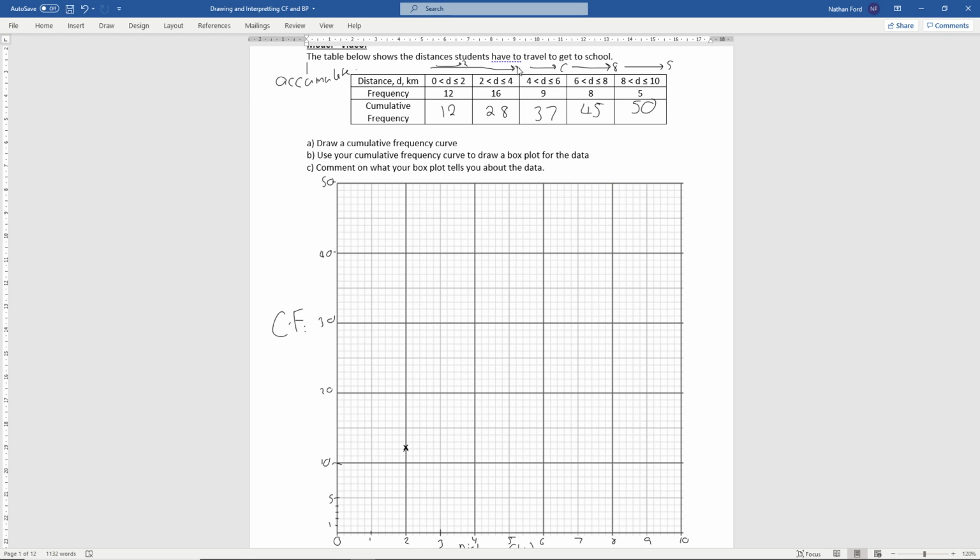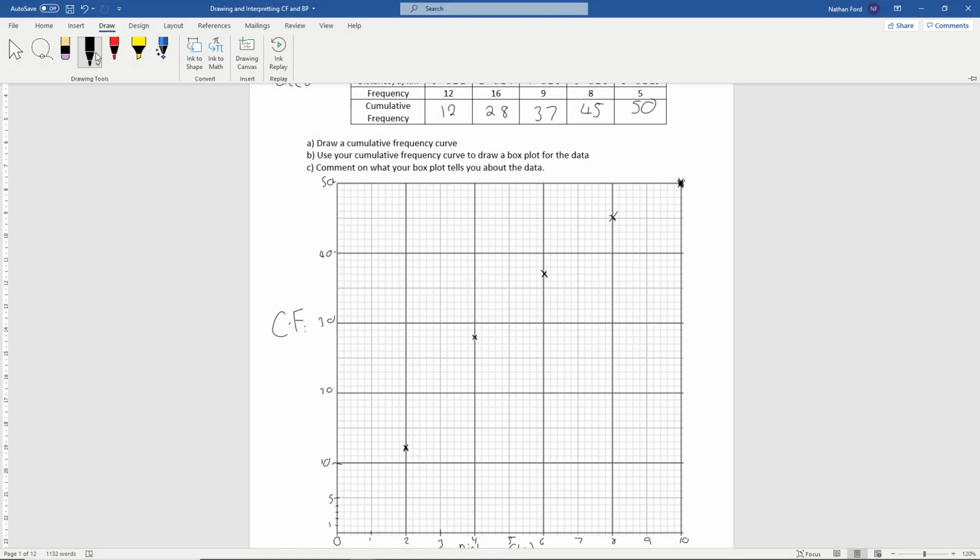So let's have a look at this next one. Up to 4, we have 28. This is why we always do it on the upper bound when we do cumulative frequency, because up to 4, there's 28 results. Up to 6, we've got 37. Up to 8, we've got 45. And up to 10, we have 50. Right, so there's our cumulative frequency graph.